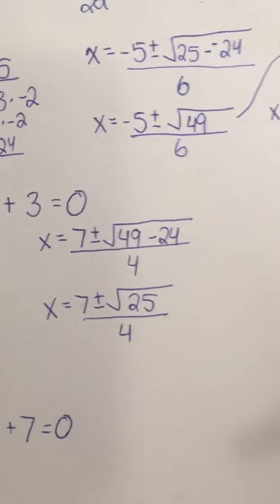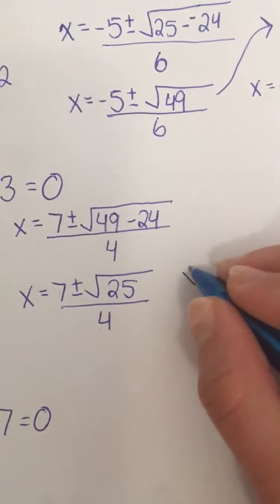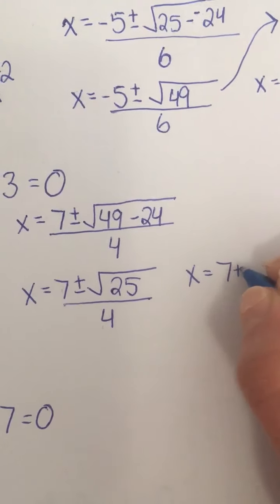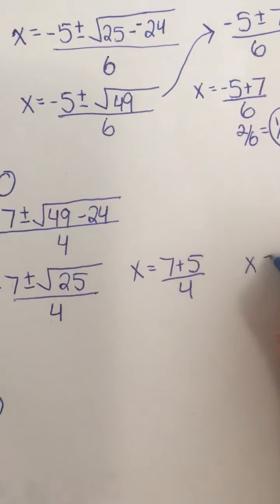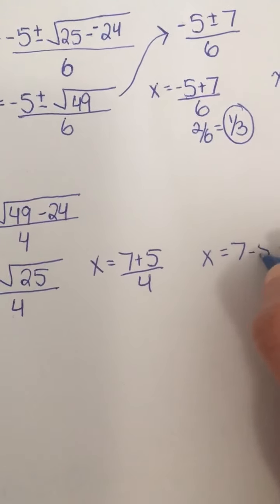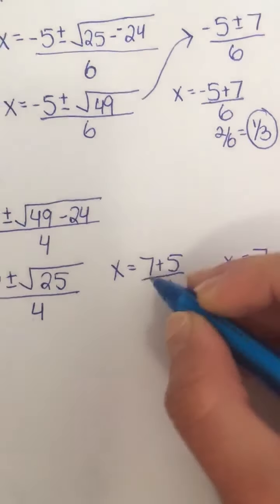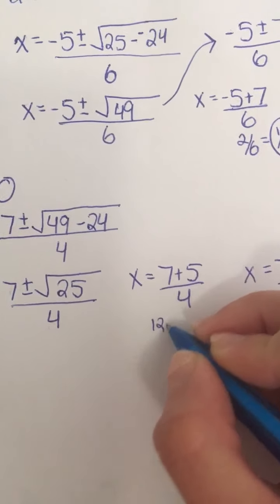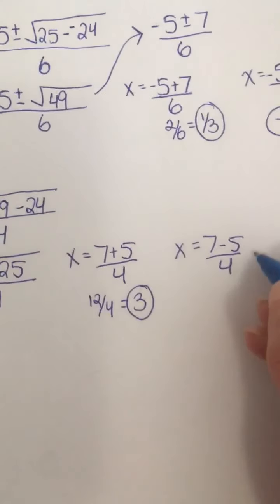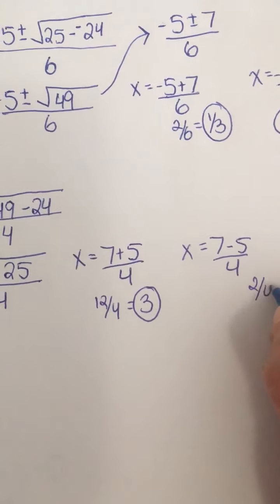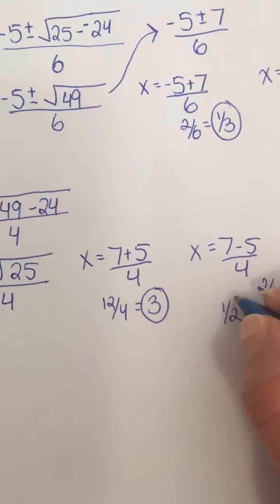So the square root of 25 is 5. So we can just go write x equals 7 plus 5 over 4, and x equals 7 minus 5 over 4. So this would be 12 over 4, which is 3. And this would be 2 over 4, which is 1/2.